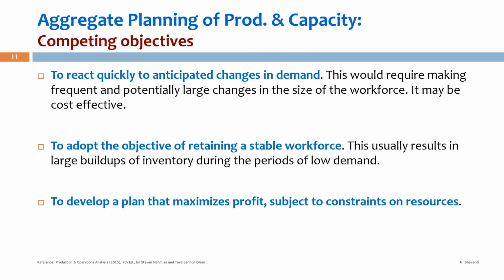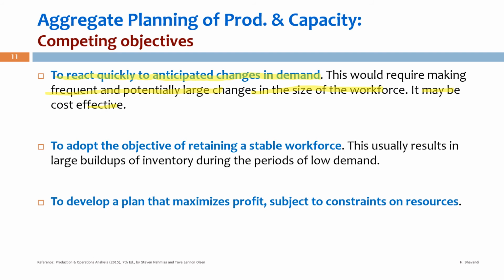The competing objectives. Let's see what the competing objectives are here. The first one is to react quickly to anticipated changes in demand. This is an extreme case, where we react as quickly as possible to anticipated changes in demand. This will require making frequent and potentially large changes in the size of the workforce. We don't know, it may be cost effective, but it may not be.